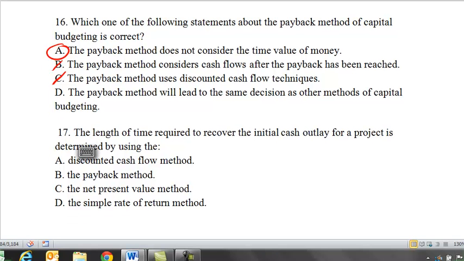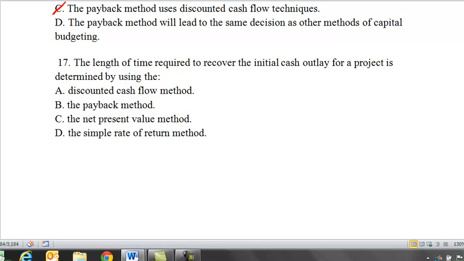And our last conceptual question. The length of time required to recover the initial capital outlay for a project is determined by using the payback method.